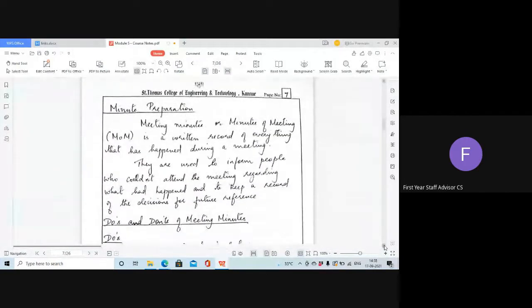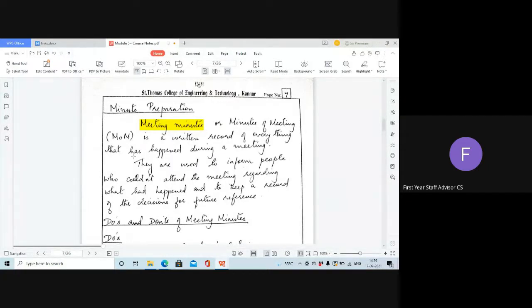Then next is minutes preparation. Usually students don't come across this, but if you are attending certain meetings as a representative of a department or an organization, then we have to write down the main points discussed in that meeting, and that is called the meeting minutes or the minutes of meeting, MOM. And it is a written record of everything that has happened during a meeting. So whatever was discussed in the meeting will be noted down, and whatever is written down, that particular record is called the minutes of the meeting. And we write down the minutes.